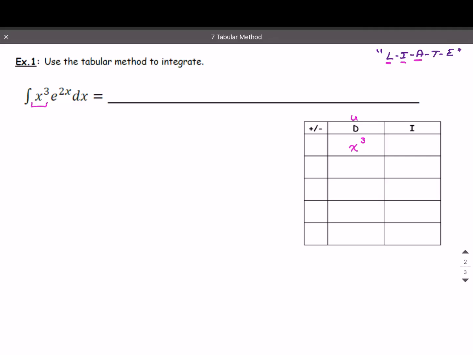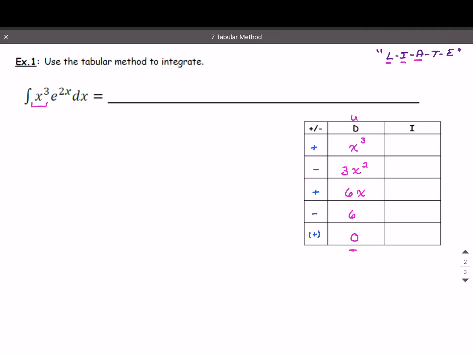Now, what's the derivative of x cubed? That's 3x squared. What's the derivative of 3x squared? That's 6x. What's the derivative of 6x? That's 6. And what's the derivative of 6? That's 0. This piece is not going to be used, but that tells us to stop. Also, don't forget, we have to have a positive, a negative, a positive, a negative, and you really don't need the positive here because we're not going to be using the 0 anyway.